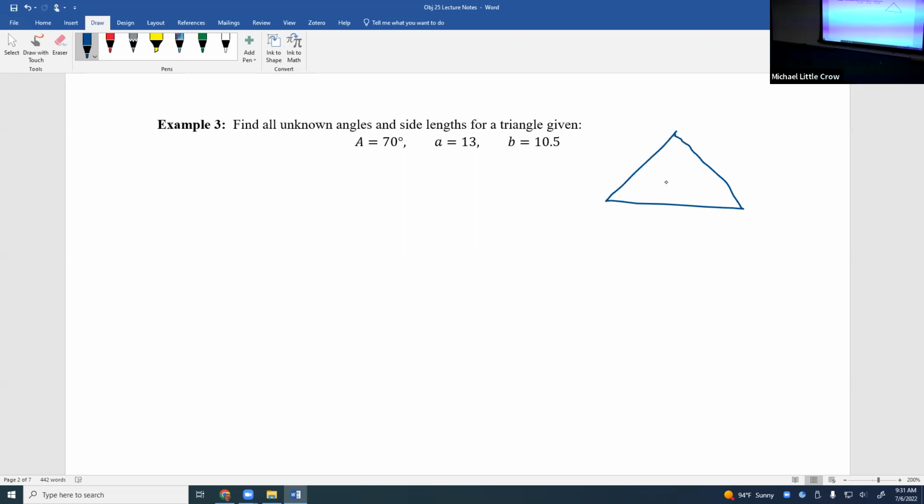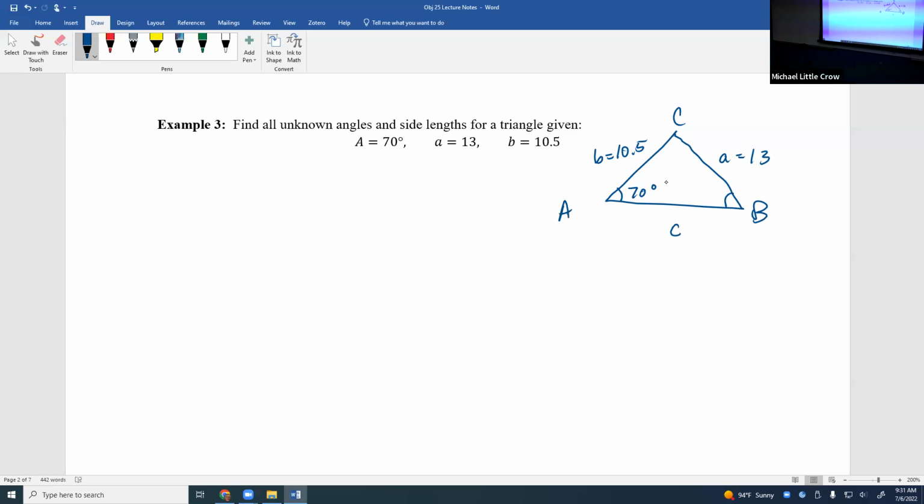Here's another angle-side-side. And if you guessed it, this will have either 1 or 2 solutions. So we're going to go through 3 examples, one with no solution, one with 1 solution, and then one with 2 solutions. So let's go ahead and label this. Here's A, that's 70 degrees. Little a is equal to 13 inches or something. Put big B there, little b 10.5, big C, little c. And again, just like we did before, we know angle A and little a. We'll go to try to find B first.